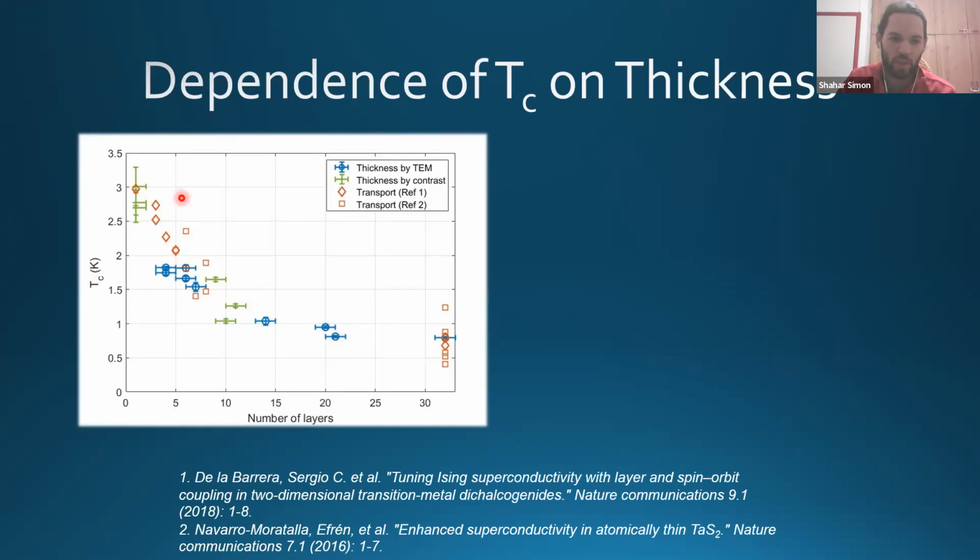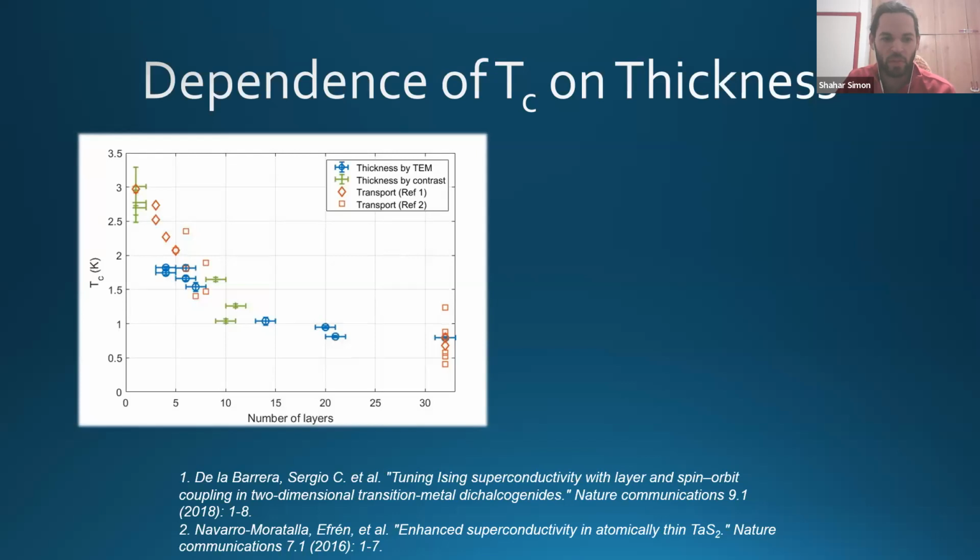So the transport data that was gotten by different groups is here in red, the diamonds and the squares. And you can see that all of this mess here should probably have been spread in the middle. So we added some points here. And we can see that we more or less reproduce what was measured before. So that's nice.